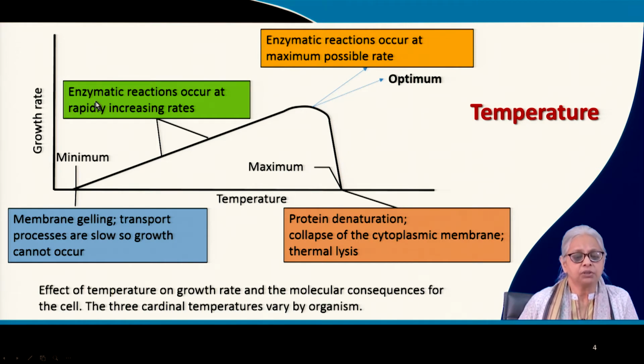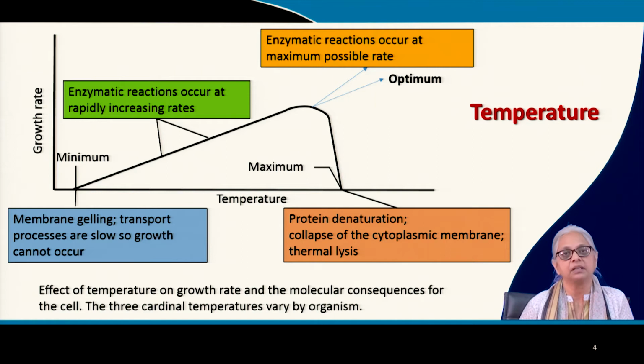Now, what you see over here is a schematic that shows you the relationship between temperature and growth rate. We know from experimental proof that when you increase the temperature, the rate of growth will increase up to a particular point. Now, you know from chemical kinetics, from Arrhenius's law, that when you increase the temperature, the rate of the chemical reaction increases.